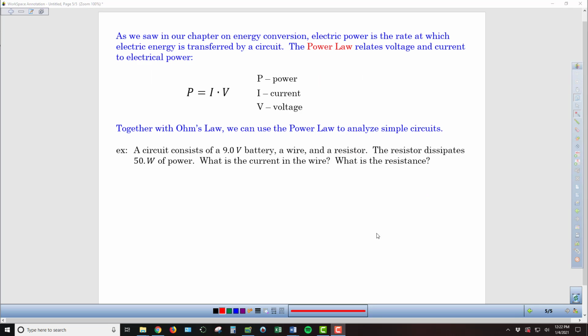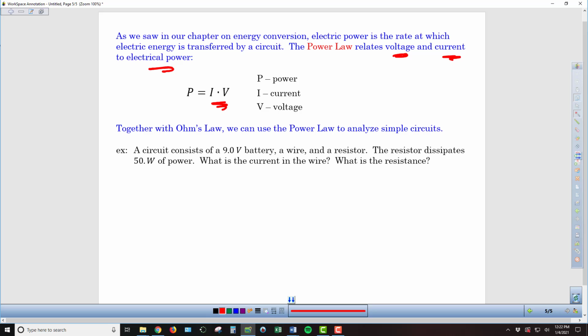And so again, I've made mention of it already, but we have this power law. In our chapter on energy conversion, we were introduced to this power law, so we'll make use of it a second time here. It connects the voltage and current to electrical power, which is analogous to mechanical power. The equation for electrical power is the current times the voltage. So taken together with Ohm's law, we can connect the 4 variables: the voltage, the resistance, the current, and the power that a circuit produces.